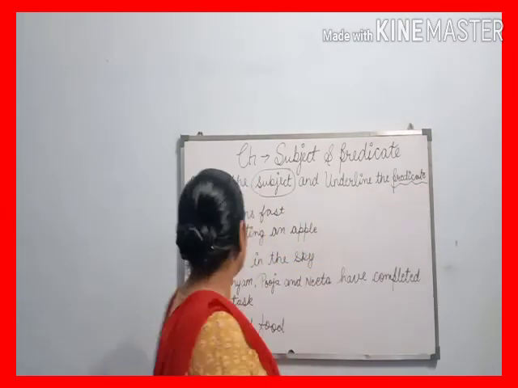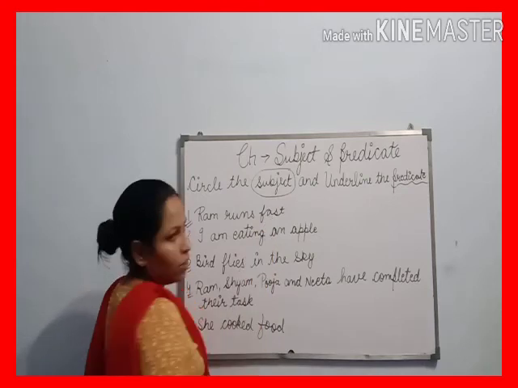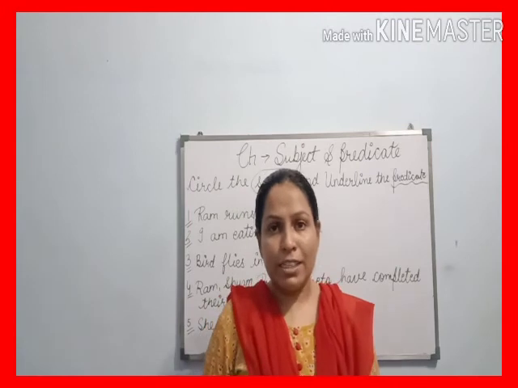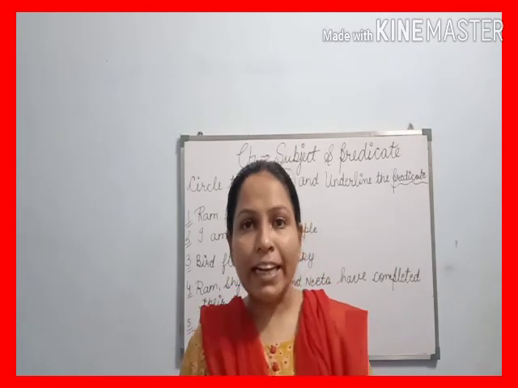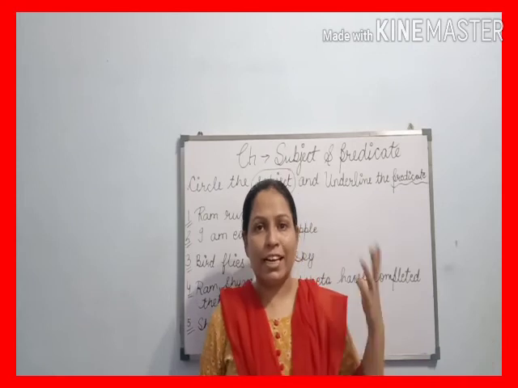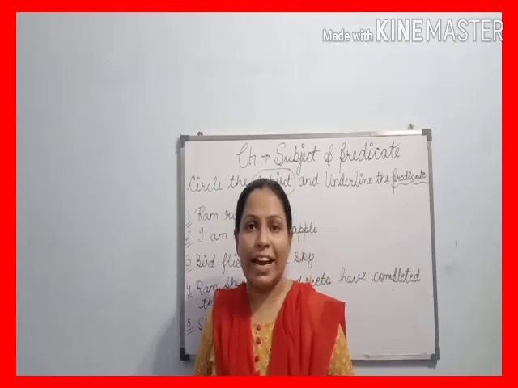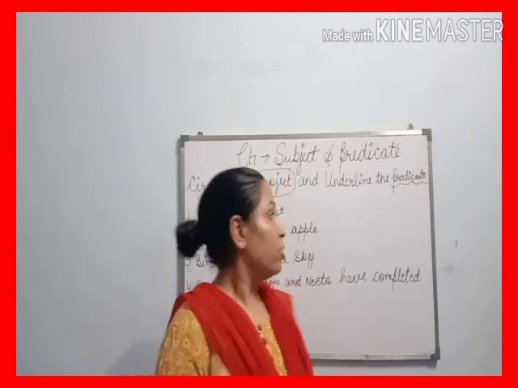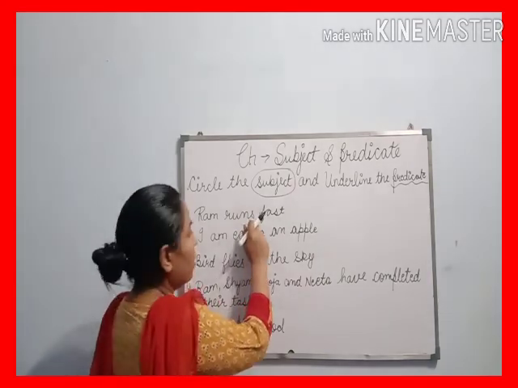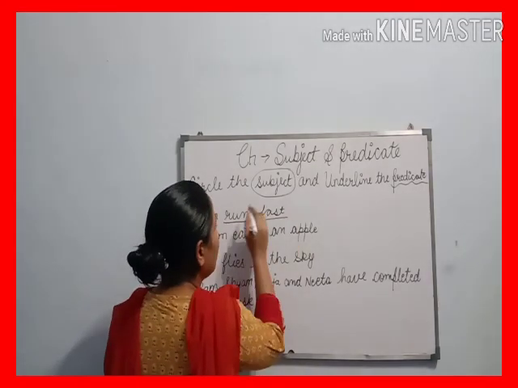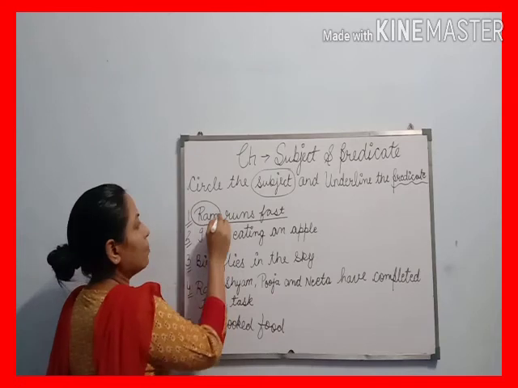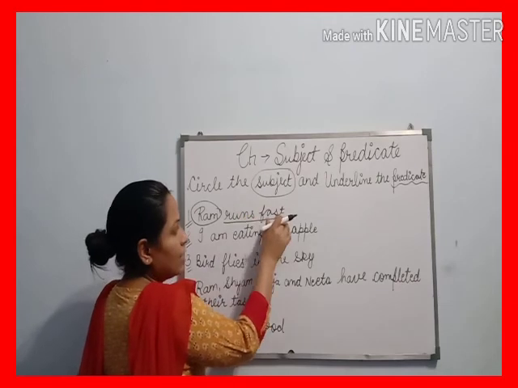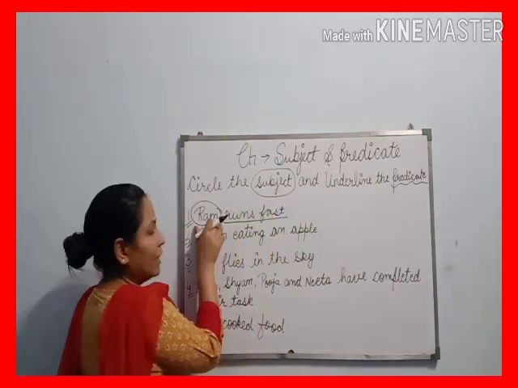OK, let's start. Ram runs fast. As I told you, beta, whenever we find the predicate or the subject in any sentence, first we recognize the verb. The verb may be an auxiliary verb or a principal verb. So here runs is a principal verb. So from runs to fast is a predicate and Ram is a subject. So Ram is the first part of the sentence and runs fast is the second part. It means it is a predicate and it is a subject.